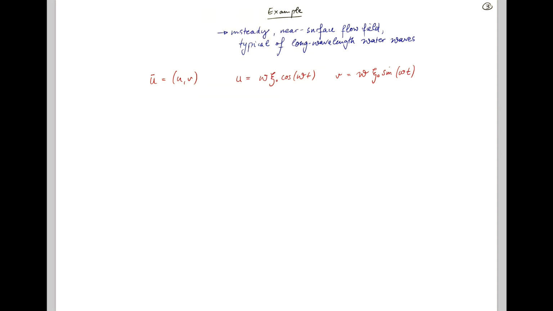u is omega psi 0 cos omega t, and v is omega psi 0 sine omega t. Our task is to find the streamline, pathline, and streakline that go through the origin at a time t equals t dash.